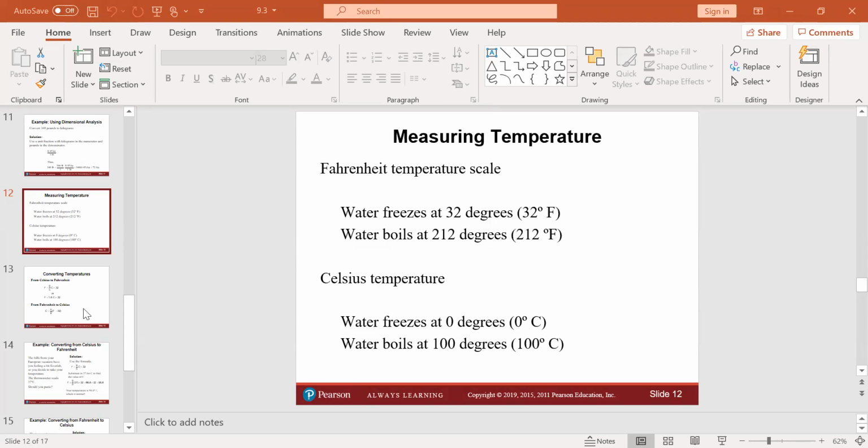And 451 degrees Fahrenheit is the temperature at which paper burns. And so that novel is about burning books and the idea of censoring and suppressing information. So it's a great book.